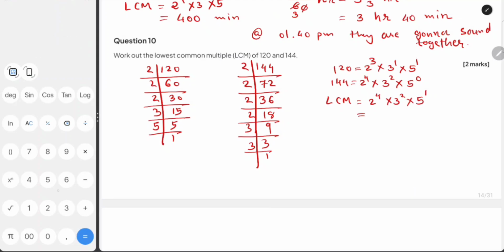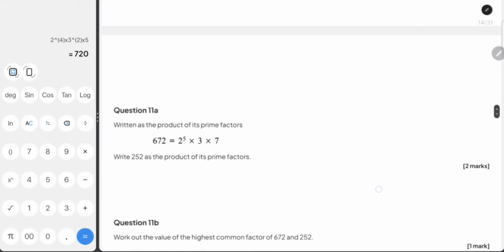Let's use the calculator for this. 2 to the power 4 into 3 to the power 2 into 5. So the answer is 720. Clear? I hope it's clear till here.